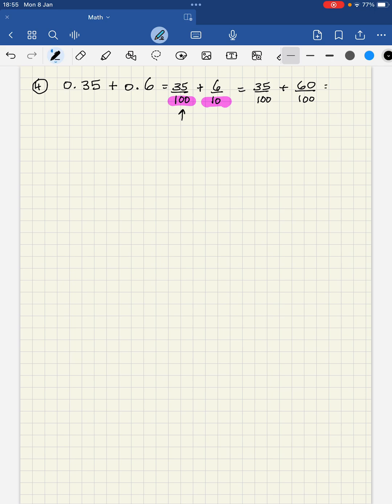So that becomes 95 hundredths. And how would we write that as a decimal? Well, that becomes 0.95. Okay, so you're going to do question 4, A, B, and C. Very similar to the one we just did before, okay?